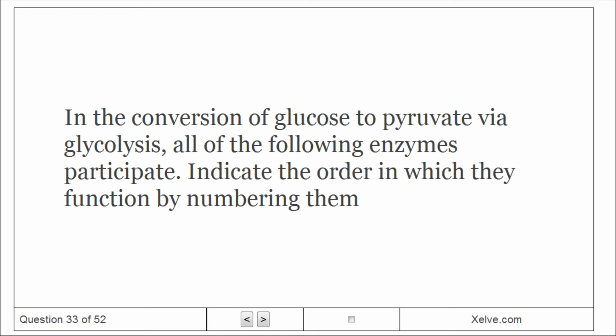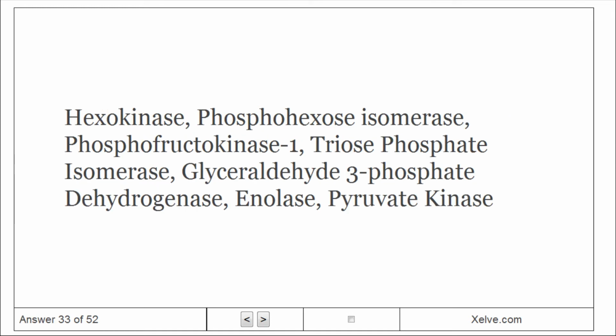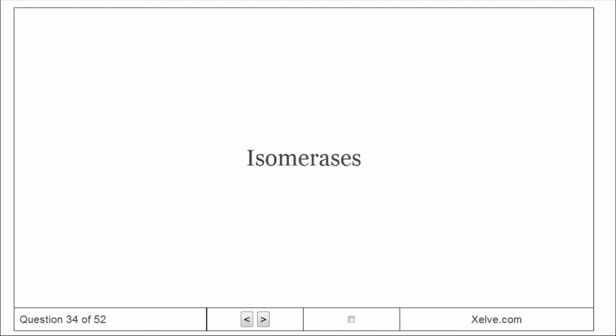In the conversion of glucose to pyruvate via glycolysis, all of the following enzymes participate. Indicate the order in which they function by numbering them: hexokinase, phosphohexose isomerase, phosphofructokinase-1, triose phosphate isomerase.